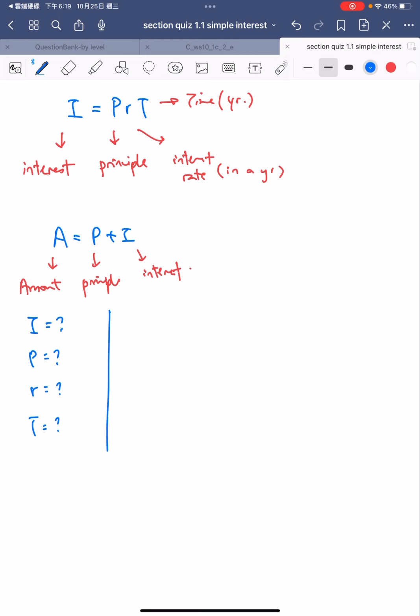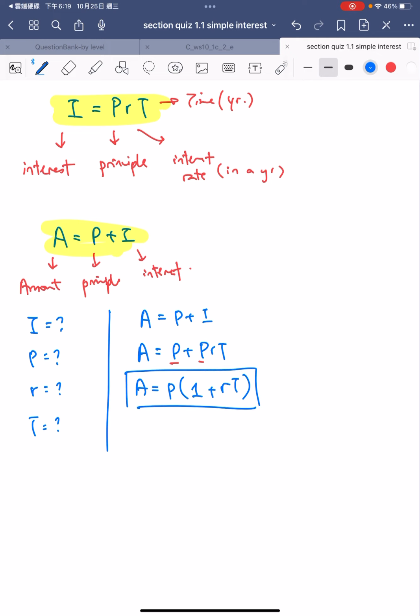For the third formula, you can combine these two formulas together. Since I is equal to PRT, you can substitute I into here. So A is equal to P plus I, but I is actually equal to PRT, right? So A is equal to P plus PRT. Now we have P as the common factor, so we can take it out. P taken out of P leaves 1, and PRT taken out by P leaves RT. So the ultimate equation is A equals P times (1 plus RT). So those are the 3 formulas you need to learn in simple interest.